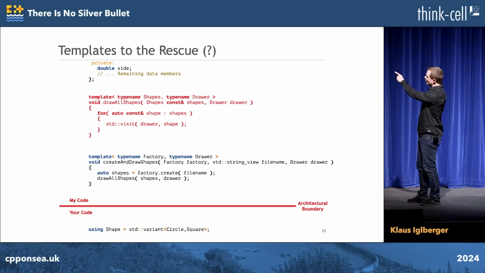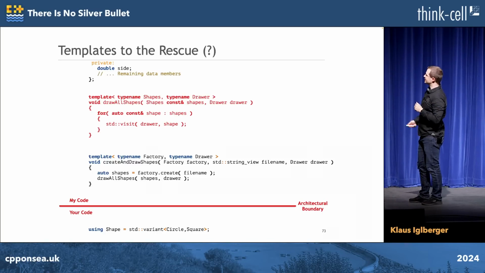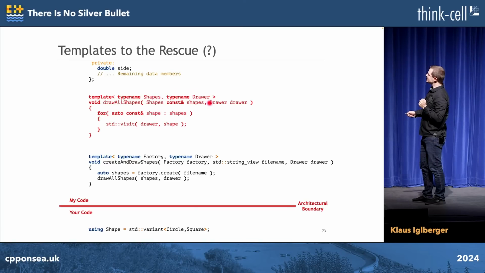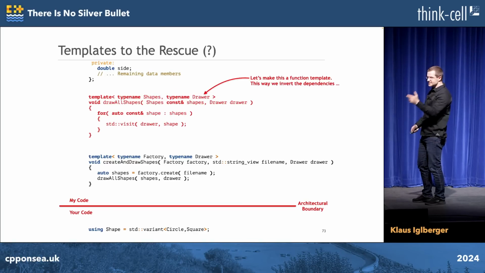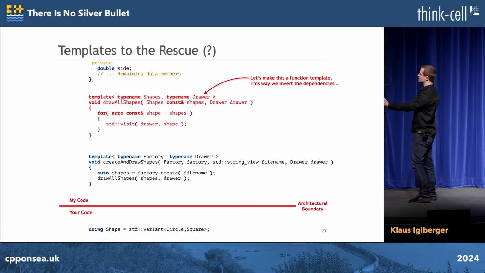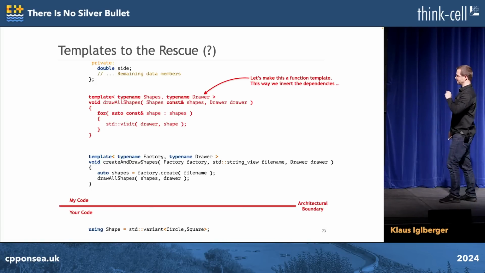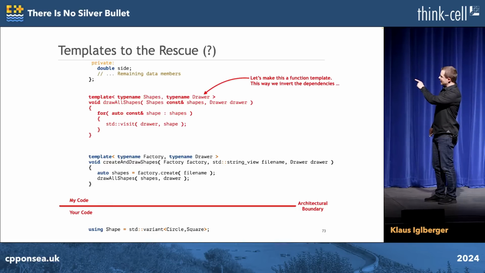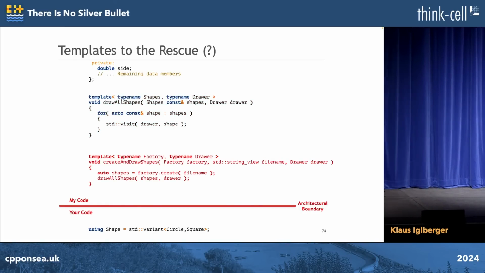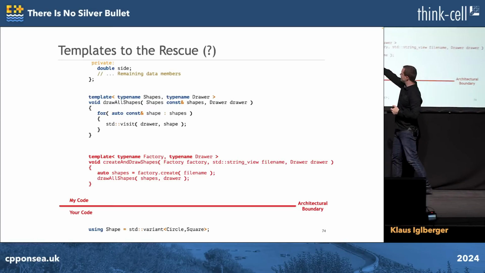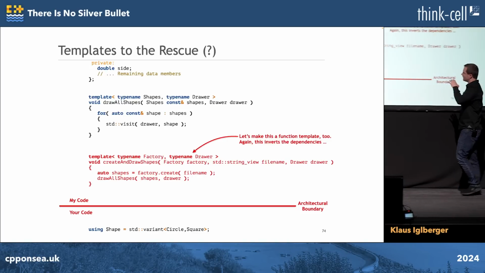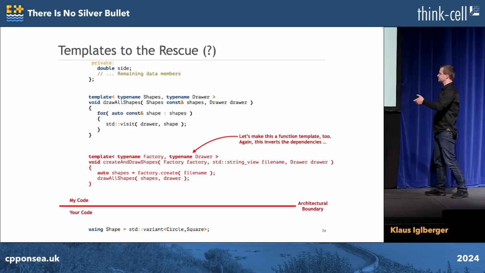So drawAllShapes is now a function template. I take a vector of shapes, something. I take a drawer, something. Yes, of course, this is inverting the dependencies. Now I don't know about your abstraction anymore, and you can own your variant. CreateAndDrawShapes is a template too, because I cannot and I don't want to know about the details. So factory is going to be a template parameter. Drawer is going to be a template parameter. And again, I am inverting the dependencies.